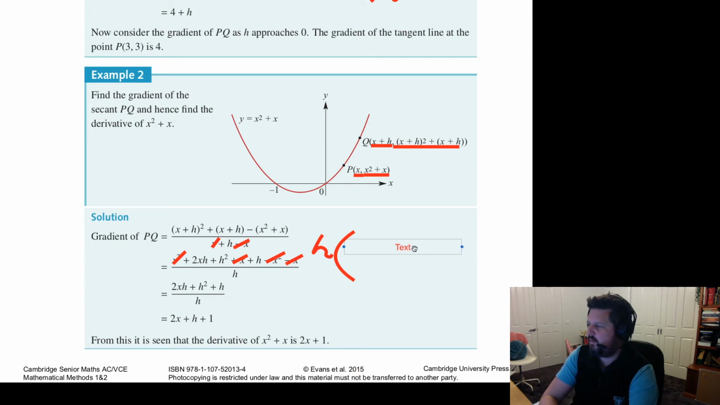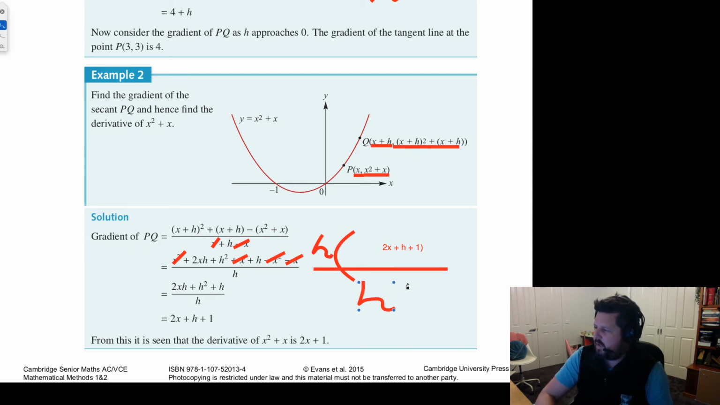You'll be left with 2x plus h plus 1 in the brackets, the h out the front. Now, if you've got h on the bottom line and you cancel those out, you'll end up with 2x plus h plus 1, which is there. So that trick to pull out h as a common factor is imperative that you understand with these particular types of questions.